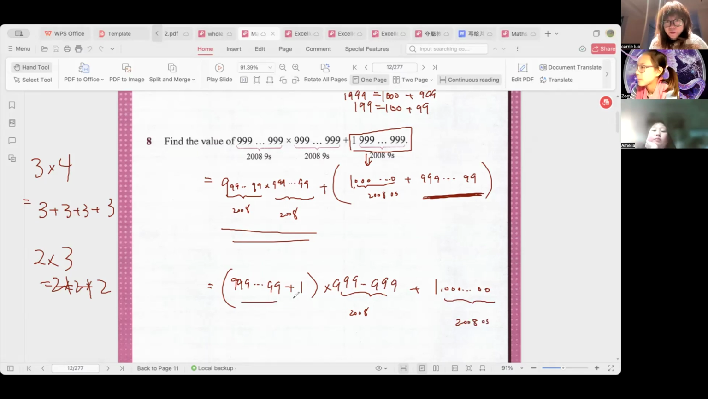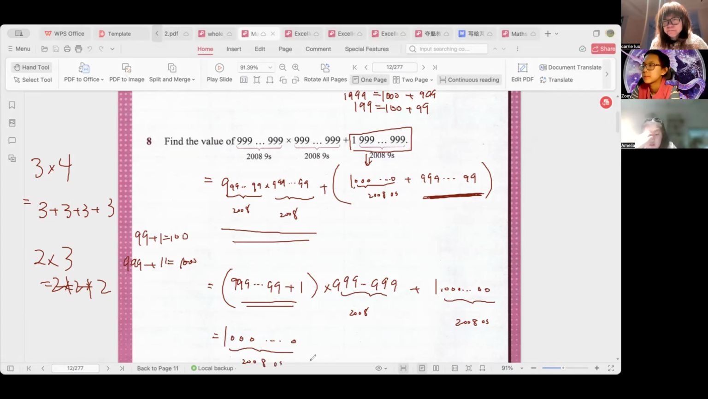Okay, so Amelia, you tell me what's them plus together. So 99 plus 1 equals 100. 999 plus 1 equals 1,000. So 9999 plus 1 equals what? Equals 1. And how many zeros? 2,008 zeros. Times 999, 999. Plus 1.